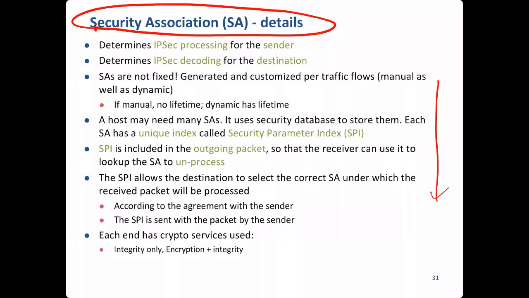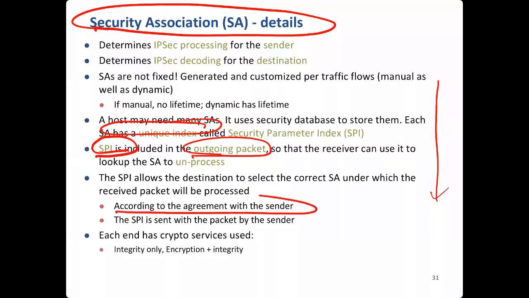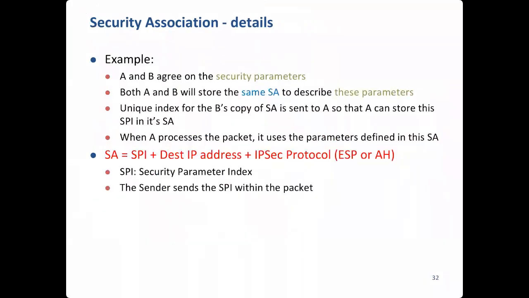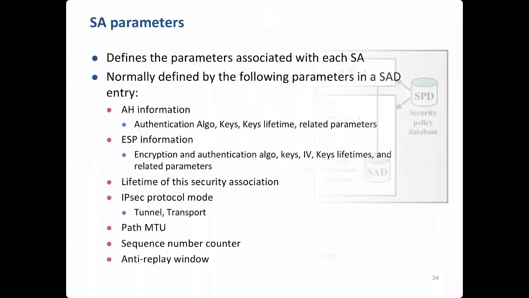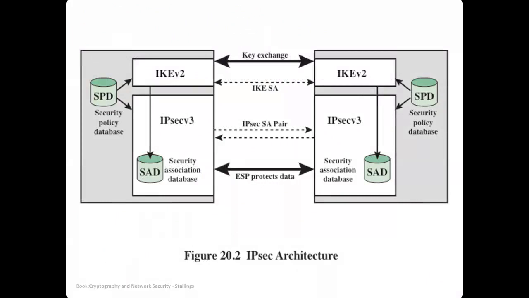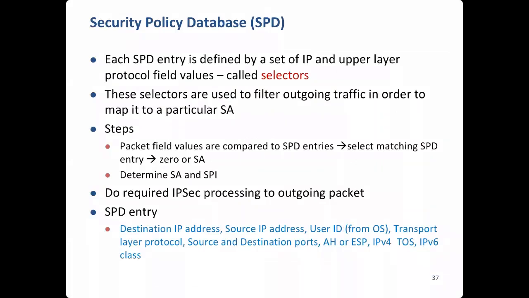Okay. So SPI, which is a relationship and which defines unique index in database, is included in outgoing packet. So receiver, receiving gateway, when it receives it, it can unprocess. Or we could basically decrypt the packet, etc., right? Okay, and this gives the original agreement. Okay, please go through this, exactly same thing. These things we have already discussed. So this is the same diagram that we have seen earlier.